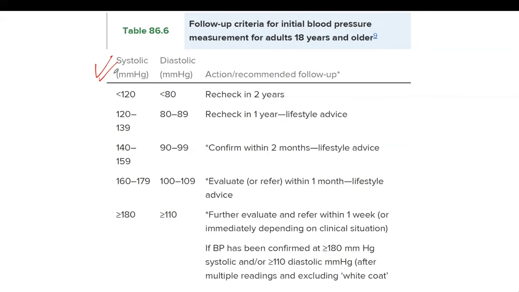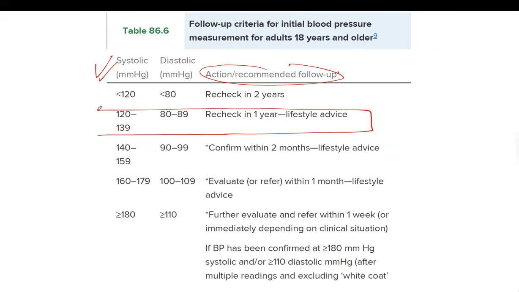Then what else? Once we diagnose someone, the follow-up is important. So this group, they're all right, right? They're the high normal group. For the high normal group, we just repeat their blood pressure in a year and we advise them to continue lifestyle modification. This is mild hypertension. For mild hypertension, you have to confirm whether they have hypertension within 2 months and advise them to start lifestyle modification.